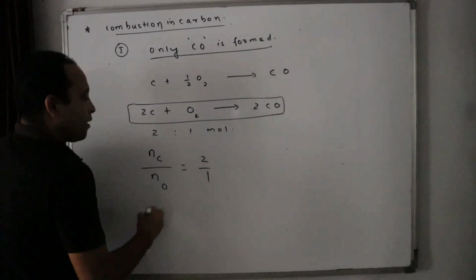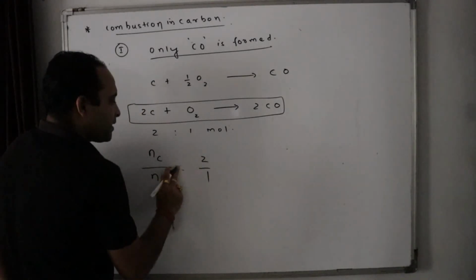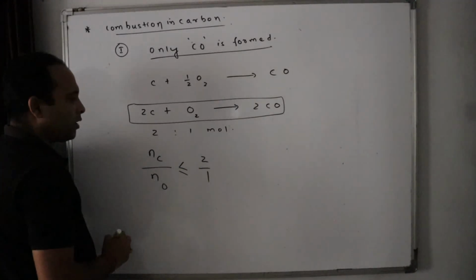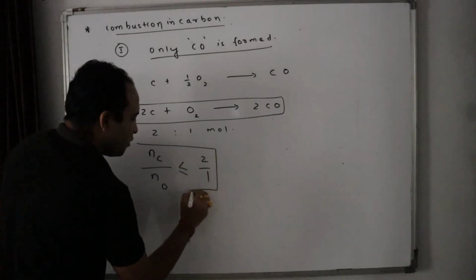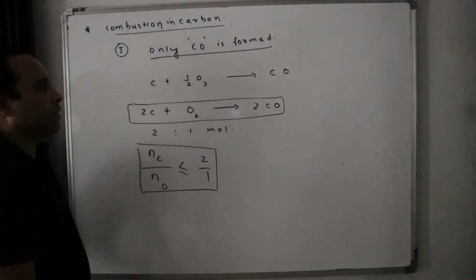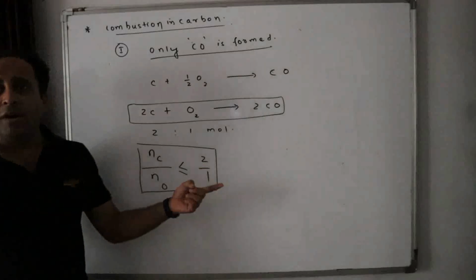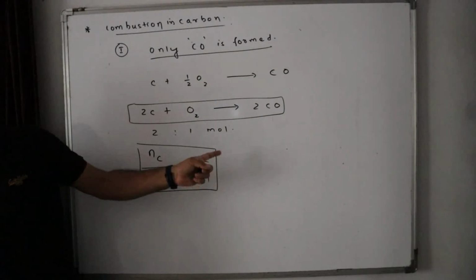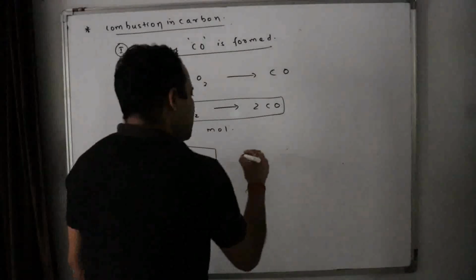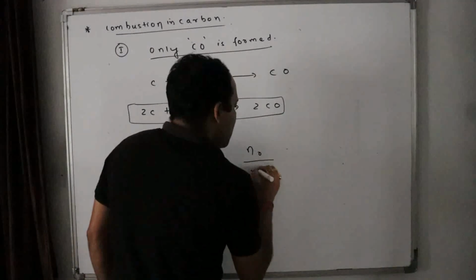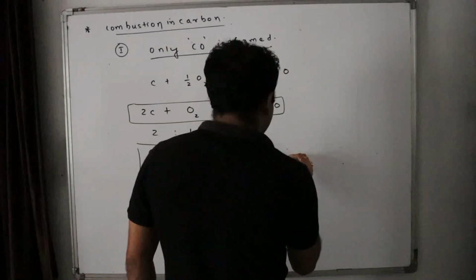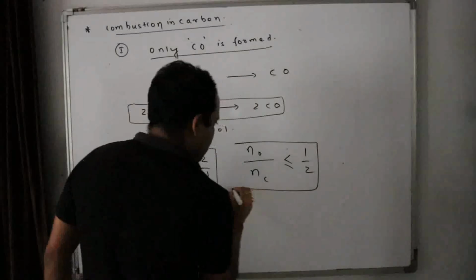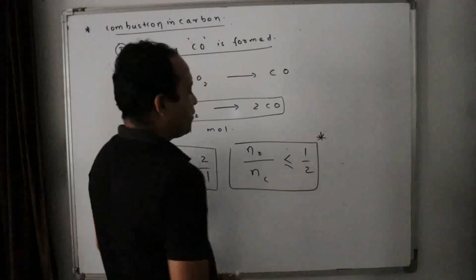2:1. That means if the number of moles of carbon to oxygen is less than or equal to 2, then case 1 occurs. To help us in comparing, please keep this in mind: the number of moles of oxygen by the number of moles of carbon should be less than or equal to 1/2. Please remember this. It will be easy for us to compare.